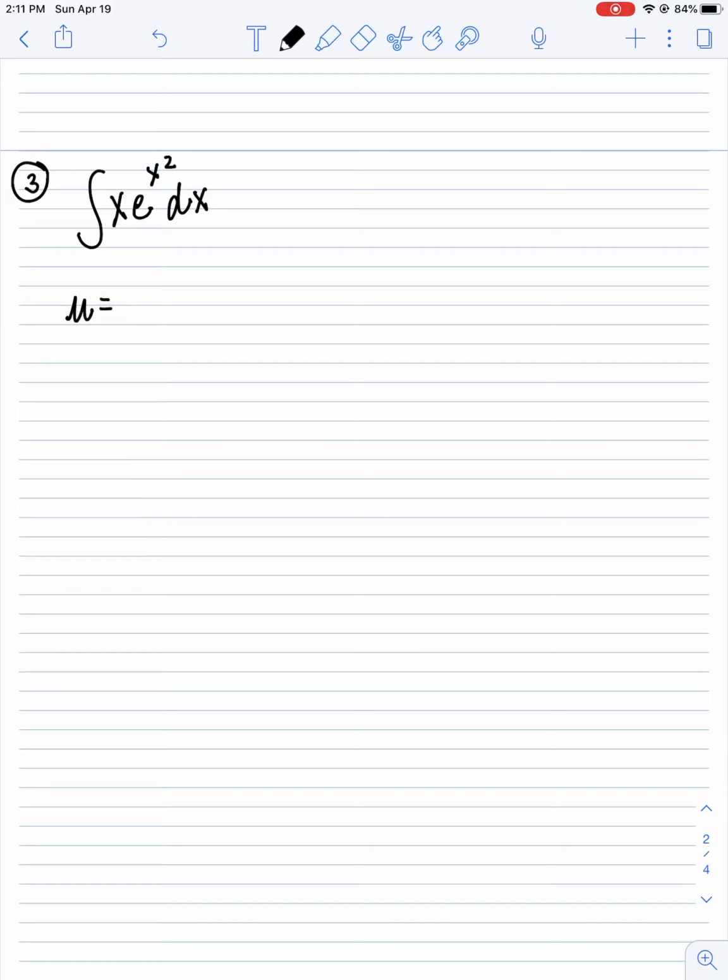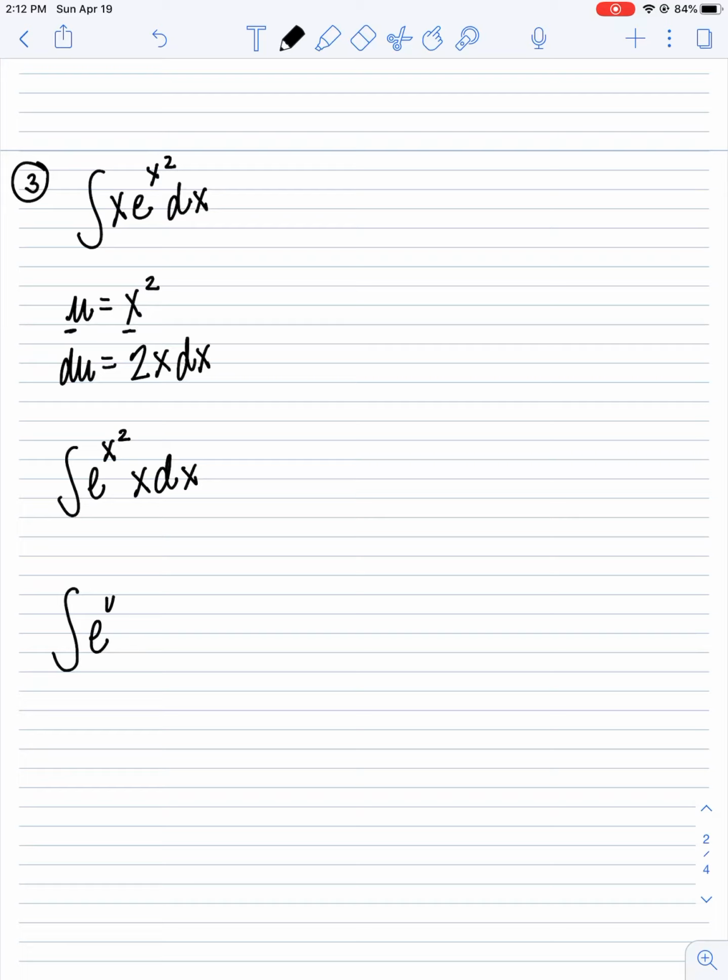I'm going to let u be the exponent. Okay? So if u is the exponent, u is x squared. Okay? And then the derivative of u is going to be 2x with respect to x. Okay? So if I rewrite this problem and change the order up again so you can see it a little bit better, this is e to the x squared x dx. Okay? So hopefully you recognize that I can write e no longer to the x squared because x squared is u dx. So I'm just going to write a u.